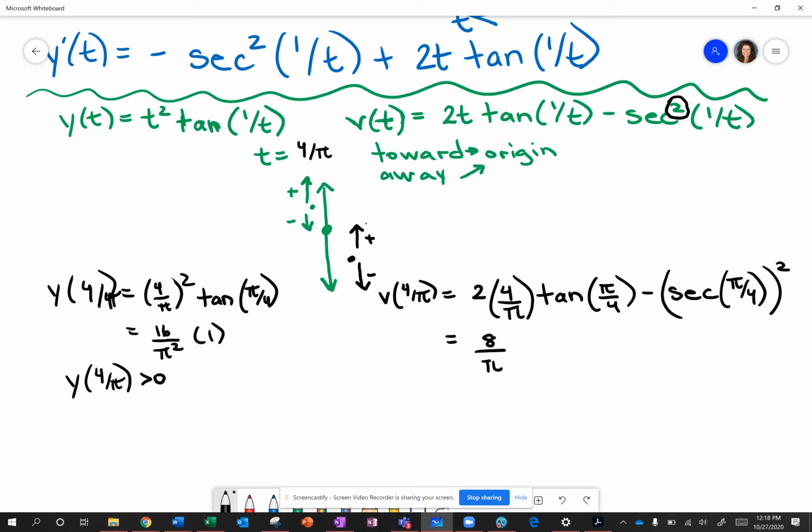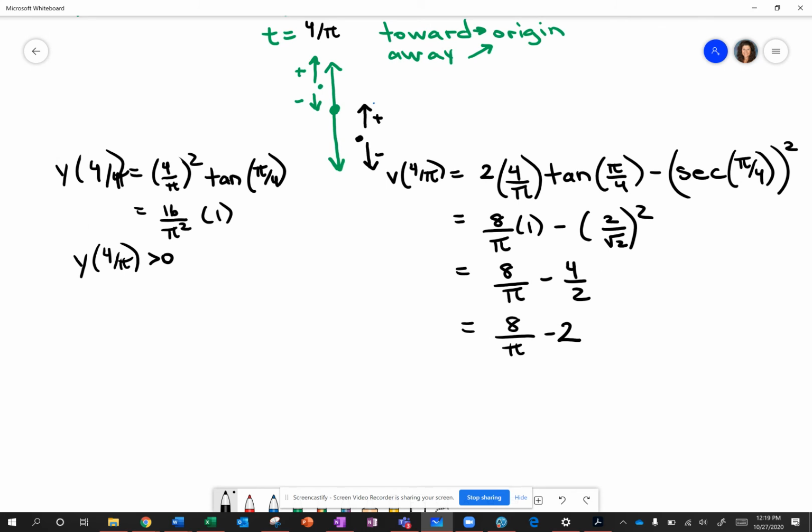So let me simplify here. I get 8 over pi, tangent of pi fourth is 1, minus secant of pi fourth, which is 1 over cosine. We know cosine of pi fourth is radical 2 over 2. So secant of pi fourth is 2 over radical 2. And then that's squared. So I get 8 over pi minus 4 over 2, which is 2. So 8 over pi minus 2. And that value, 8 divided by 3, is a little bigger than 2. So this is also going to be greater than 0.